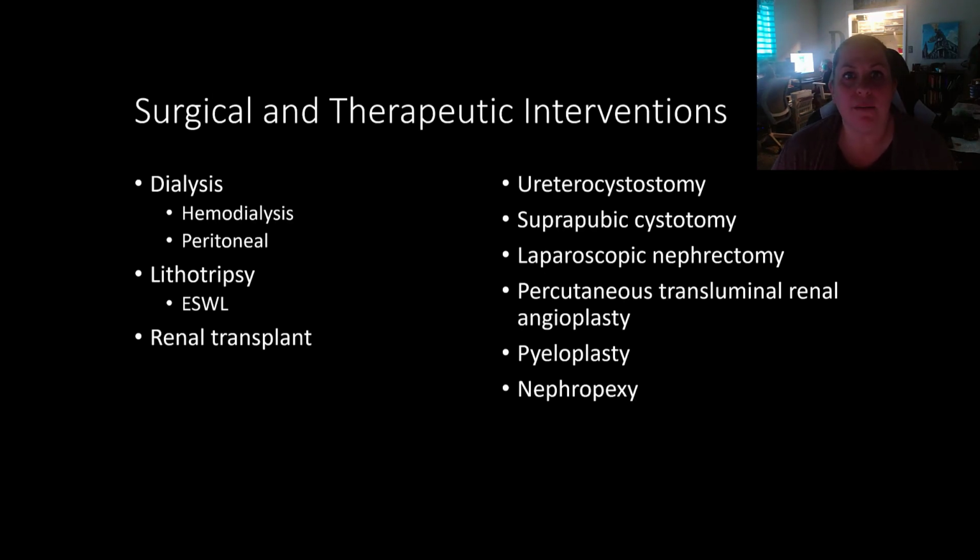Some surgical and therapeutic interventions that are present when we talk about the urinary system is dialysis. So if the kidneys are no longer functioning like they should, we need a machine that's going to help them do so, help them clean out the blood like they should. And so this is a machine that we can use. Now there's a couple of different ways. We have the hemodialysis where they take the blood out, run it through the machine and put it back in.